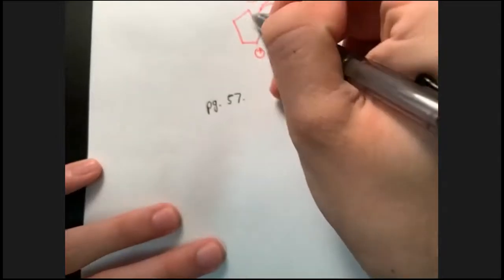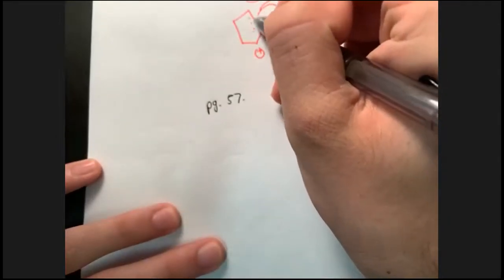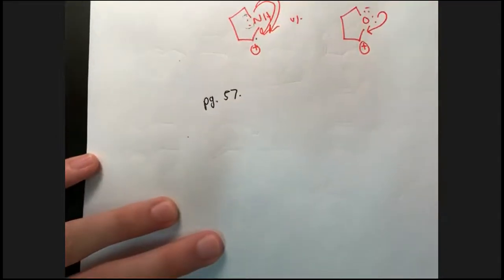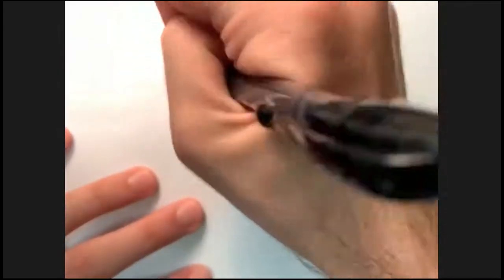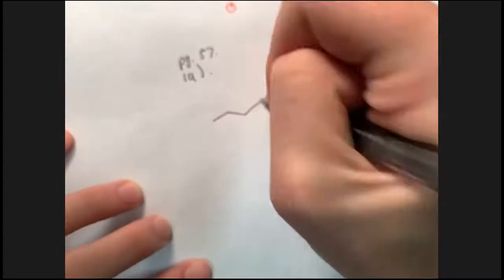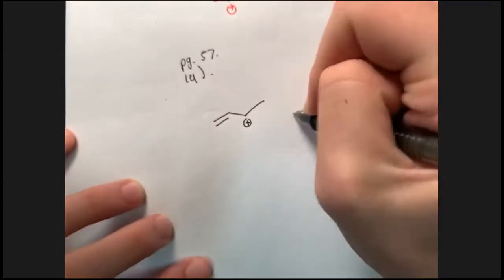Lilas, what's your question? It's better to deal with the positive. It's just the sense that these lone pairs are more capable of being donated to fix the positive. That's how I would say it. Okay, so we're on 1A on page 57. These are our structures.